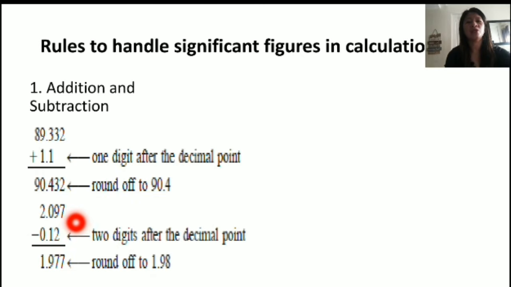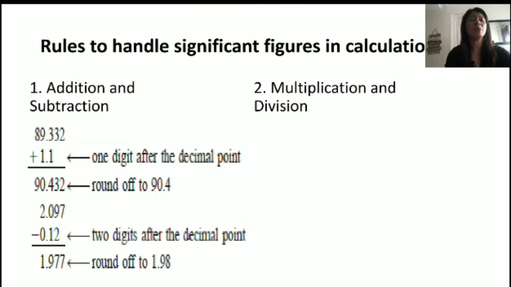In doing subtraction, you follow the same guideline or rule. So we have 2.097 in this case minus 0.12. The initial answer is 1.977. You round that off. 2.097 has 3 decimal digits or places. 0.12 has 2. So you get the smaller number of digits after the decimal point and express the final answer in the same number of decimal digits. So the final answer should be rounded off to 1.98. Since the digit after the first 7 is 8, you have to add 1 to the last digit remaining. So the final answer should be 1.98.